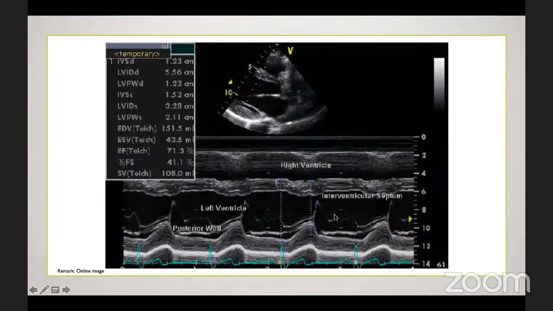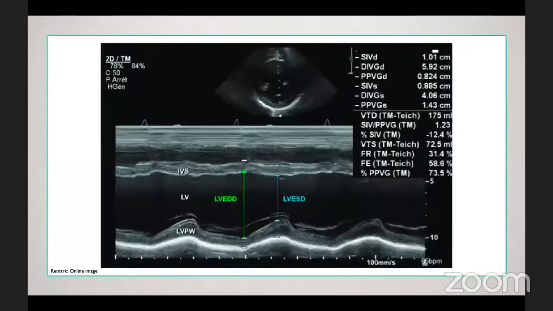This is another image explaining the same concept, but this one from a short axis view. You can see you are cutting from the anterior to the posterior segment of the wall. This is a short axis mid-papillary muscle view. This is the anterior wall, and this is the posterior wall. And you are cutting from the anterior to the posterior wall to assess the end diastolic and end systolic dimensions or diameter.